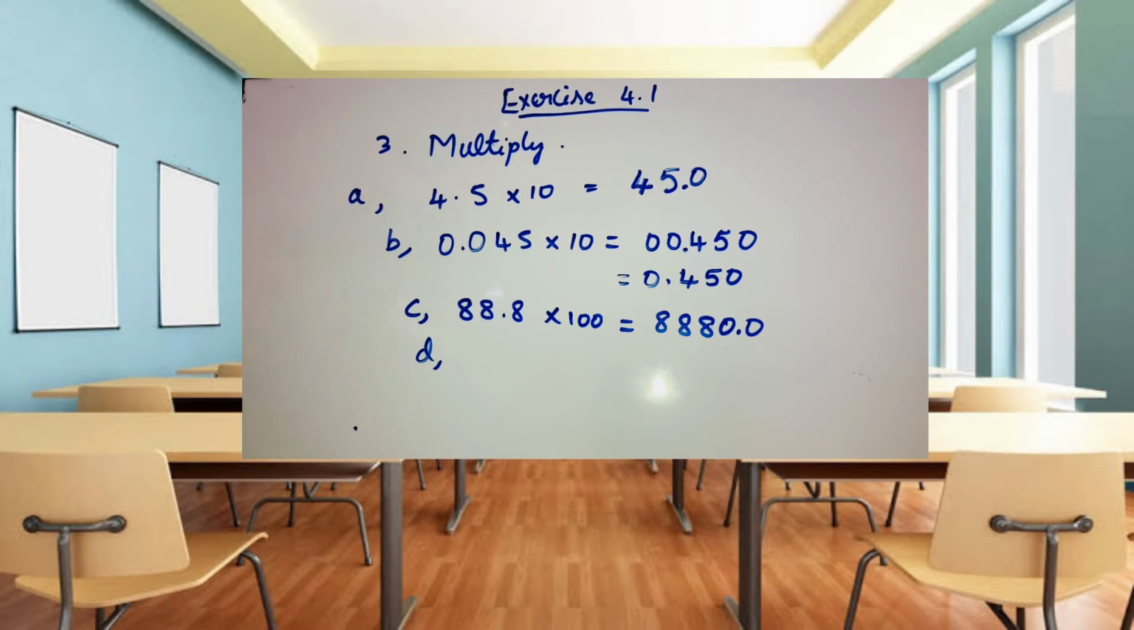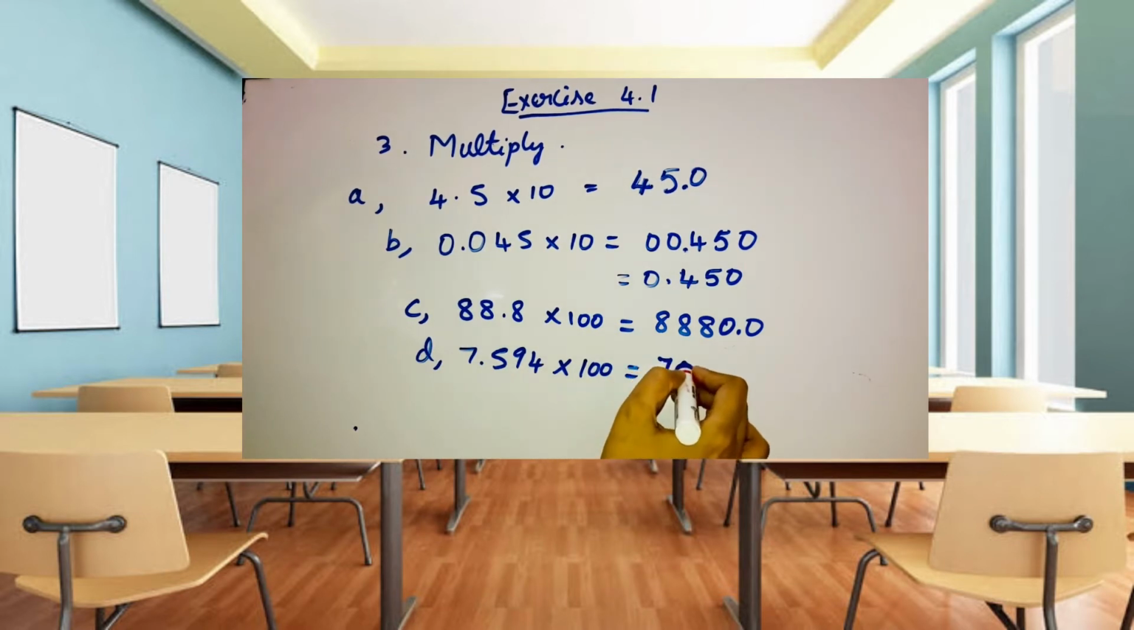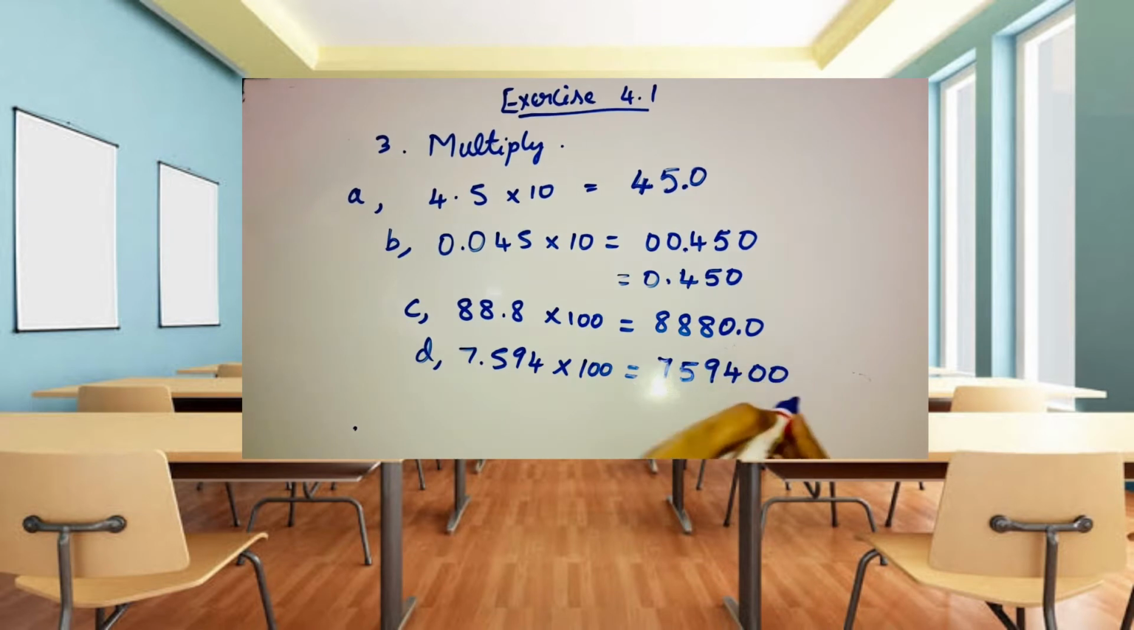D sum: 7.594 into 100. Here the answer will be 759400. 1, 2, 3: the decimal point is after 3 digits. So we need to keep the decimal point after 3 digits, 1, 2, 3 over here. Okay, 759.400.